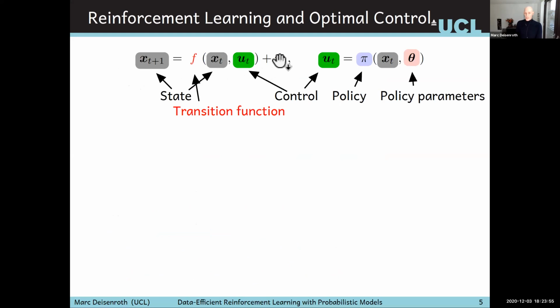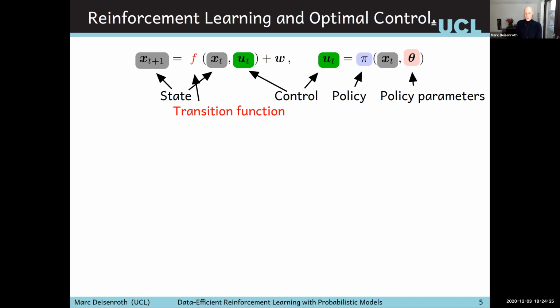On top of that, in the following, I'm going to ignore this noise term because it's not interesting today for the concept I want to explain. The control signal is itself a function of the state and some parameters. So the function here is called the policy, and then we have policy parameters that parameterize the policy. So here we are talking about a state feedback controller if we look at control theory.